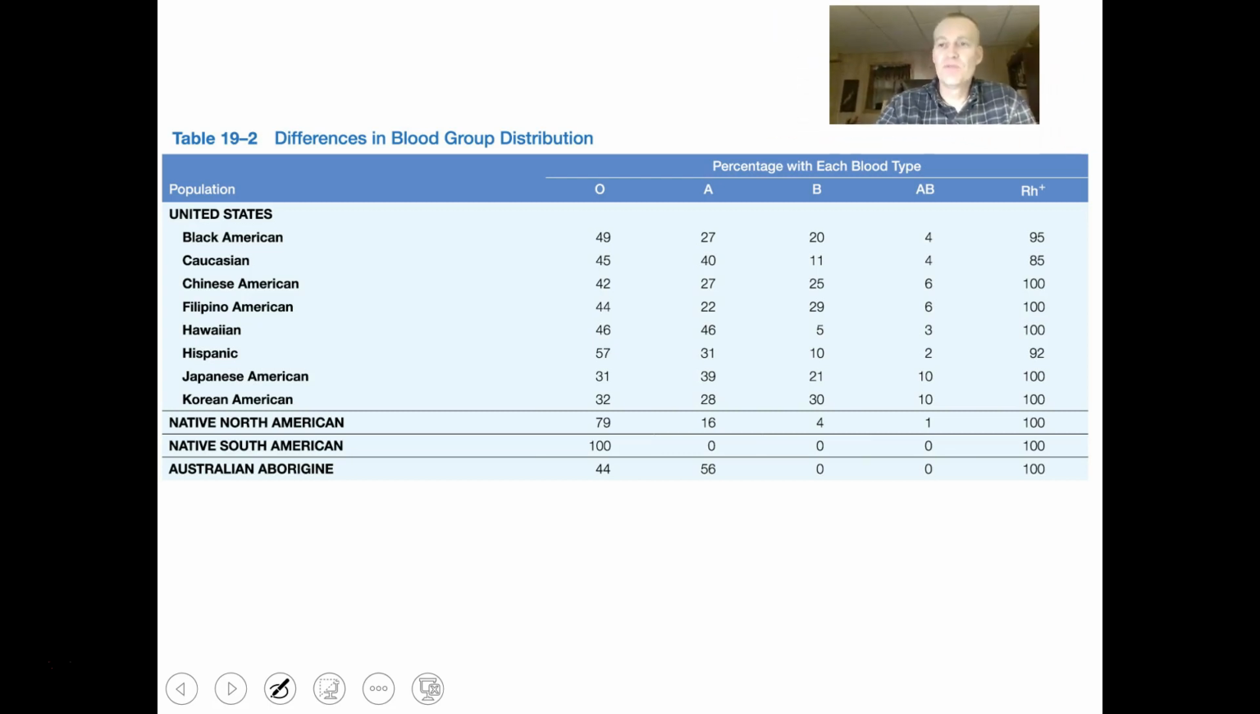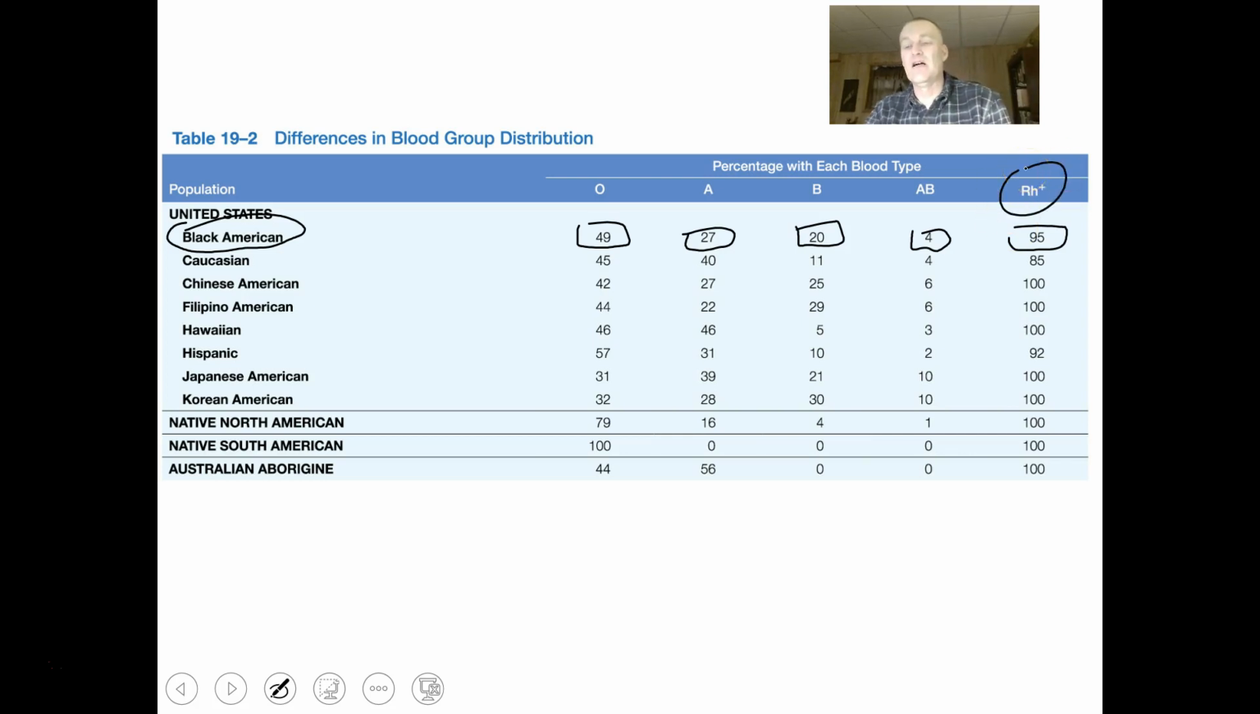Most people are always kind of interested in what the blood types are for different groups of people. So as an example, you can take Black Americans. 49% of Black Americans are type O blood, 27% are type A blood, 20% are type B blood, 4% are type AB blood, and for the surface antigen called the Rh factor or surface antigen D, 95% of Black Americans are Rh positive. Okay, so you can just look through there if that's of interest to you.